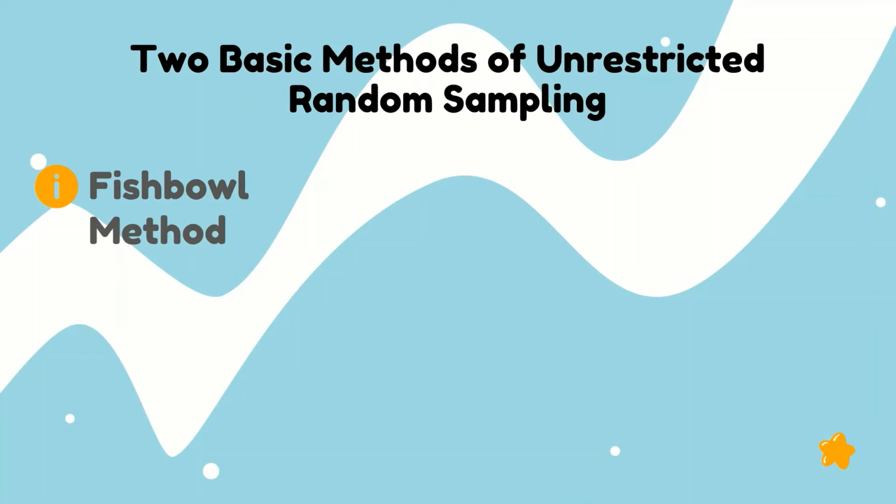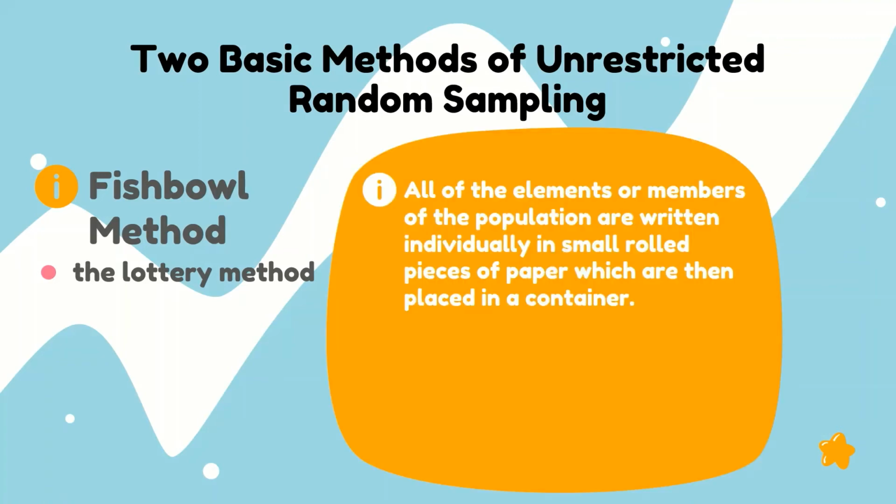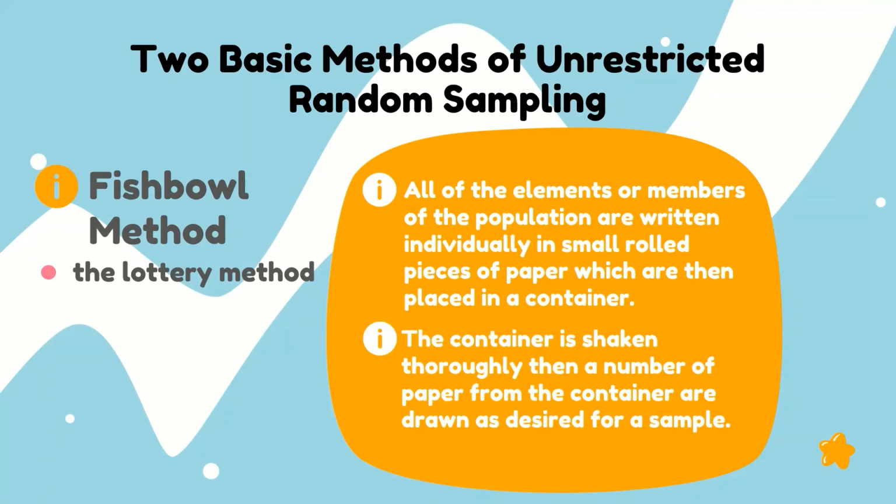Basically, in the fishbowl method, also called the lottery method, all of the elements or members of the population are written individually in small rolled pieces of paper, which are then placed in a container. The container is shaken thoroughly, then a number of papers from the container are drawn as desired for a sample. And bingo, we now have the sample. And yes, bingo, because it works like bingo.